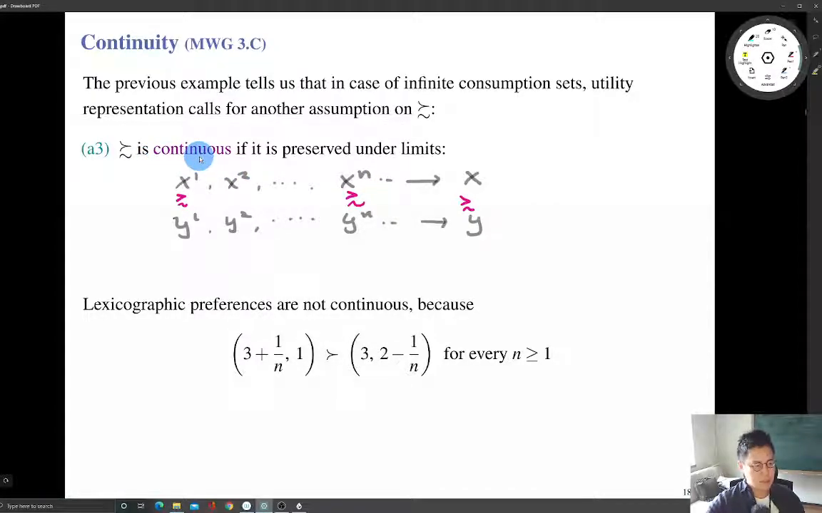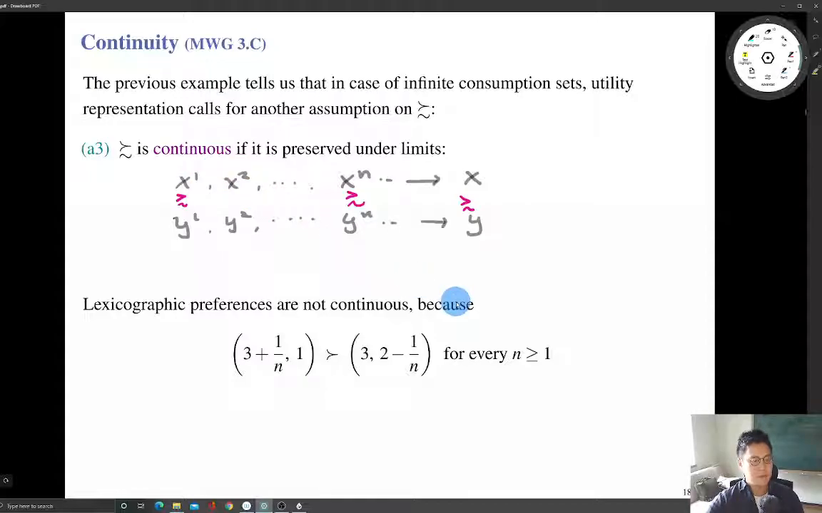So that is another assumption we need for the existence of a utility function. Let me call this assumption 3. Assumption 1 was completeness, and assumption 2 was transitivity. So the problem with the previous example, lexicographic preference, is that it violates this assumption, continuity.